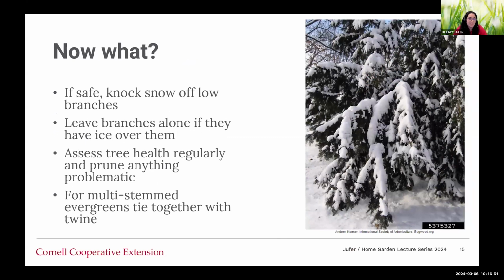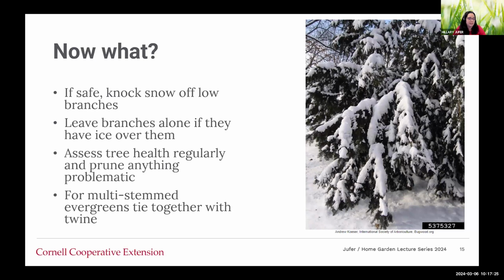What do I do? If it's safe to knock off the snow from low branches, do so, only if it's safe. If there's branches that have ice over them, do not try to knock off the ice. Branches with ice tend to be more brittle and will suffer more damage if you try to remove it. So that you just want to leave alone. White pines in our area are especially prone to winter ice and wind damage. So that's just an idea of one tree that you might see this on often.